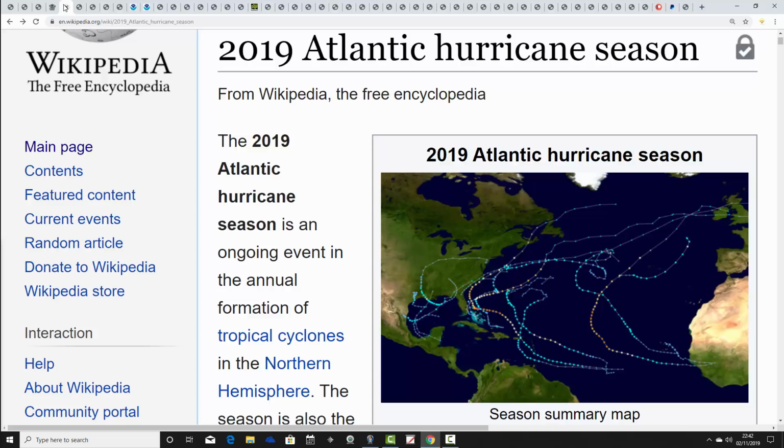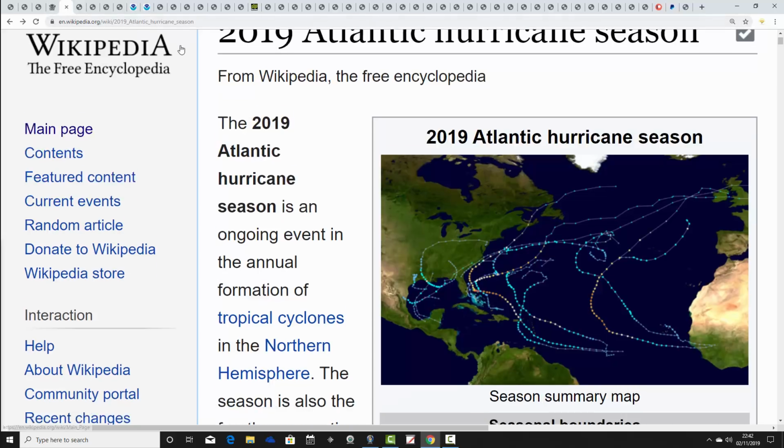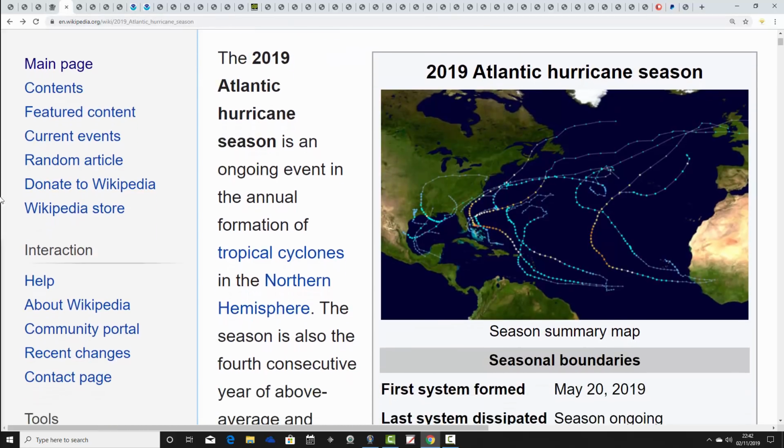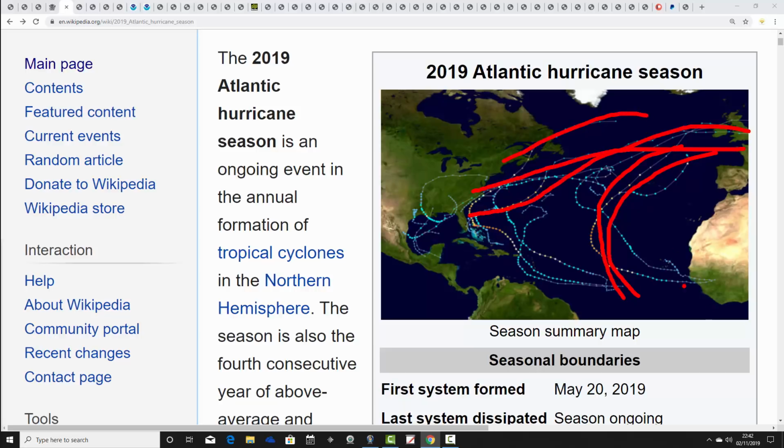Right, moving on to the Atlantic hurricane season for 2019. This is the 2019 Atlantic hurricane season page from Wikipedia. This image just here is showing all of the storms and hurricanes that we've had this season. You notice how a lot of these are going up into the northern Atlantic Ocean. Many of these lines are heading towards the UK, interestingly. They don't always do that.